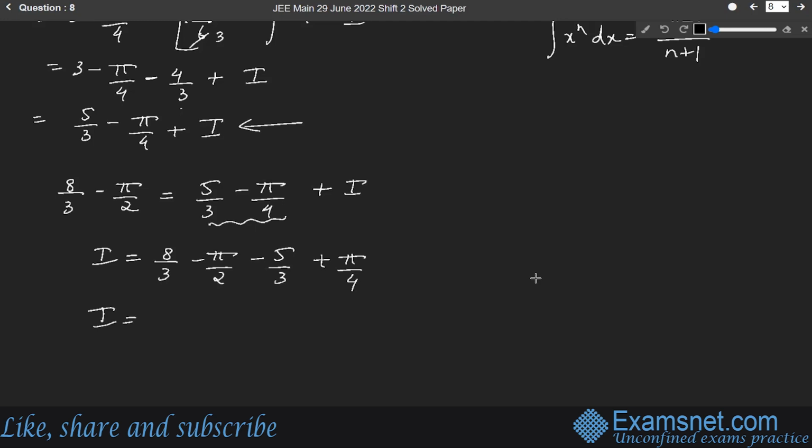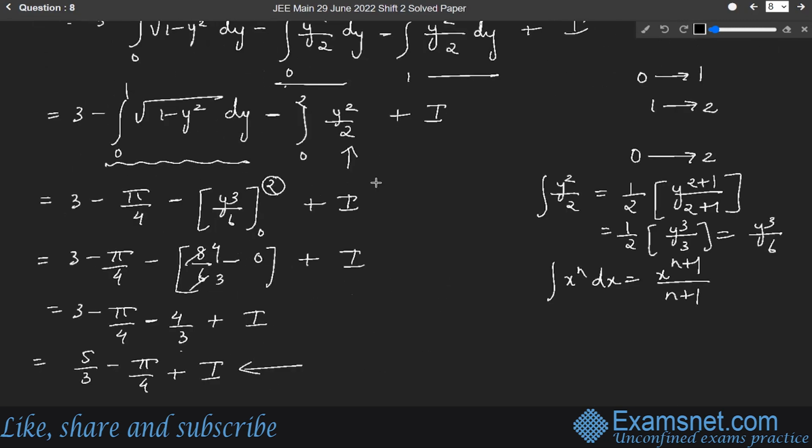So I will be equal to 8 minus 5 is 3. 3 by 3 is 1. Okay. 1 minus pi by 2 plus pi by 4. So this will be equal to 1 minus pi by 4. So what is the value of I? The value of I is 1 minus pi by 4.